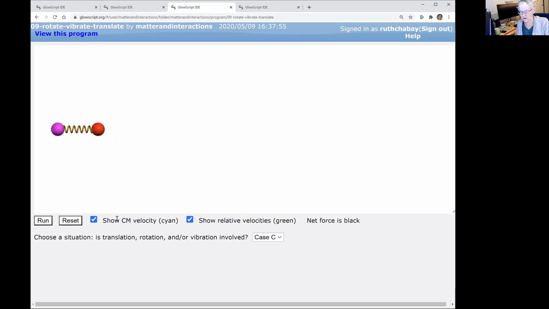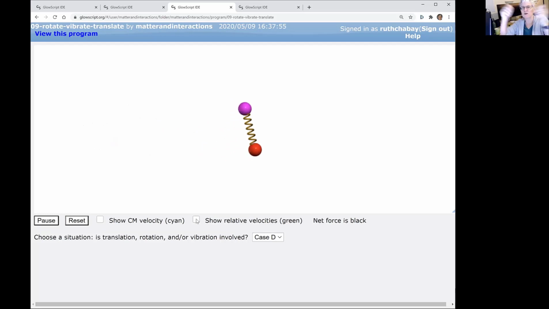And of course we can have all three, where we've got the center of mass moving, and we have rotation around the center of mass, and we also have vibration relative to the center of mass. So the relative velocities of the atoms are.